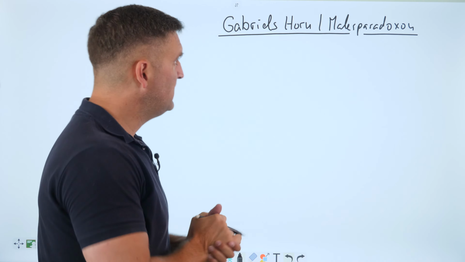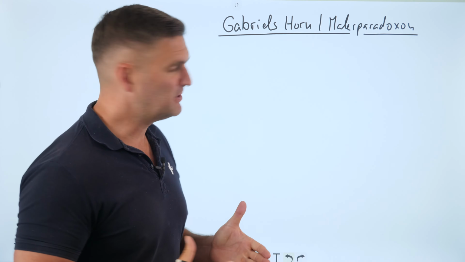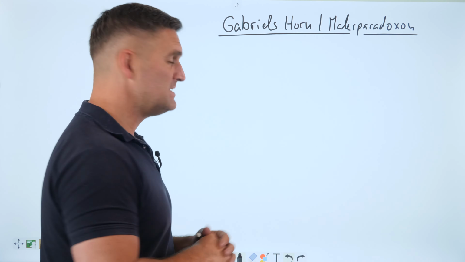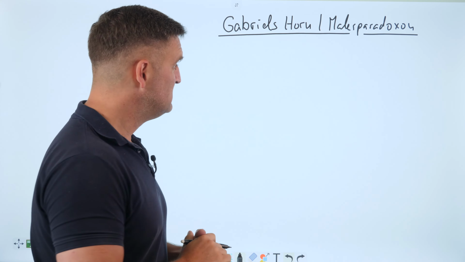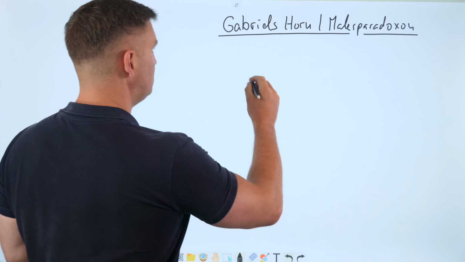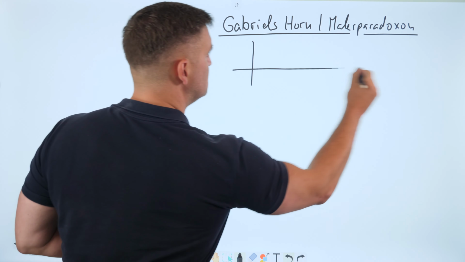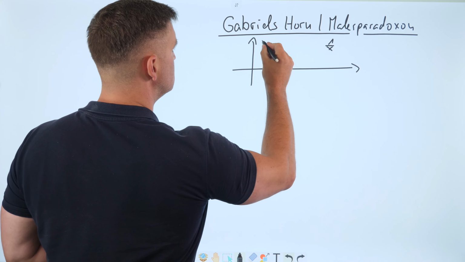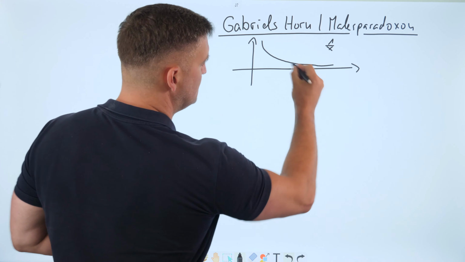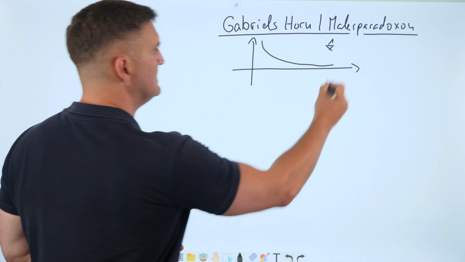Gabriel's horn, also known as the painter's paradox, is a great example to study calculus with. The topic of infinity is really a great example. So first of all, you have the function 1 over x, which looks roughly like this. There we have an asymptotic behavior towards the x-axis.